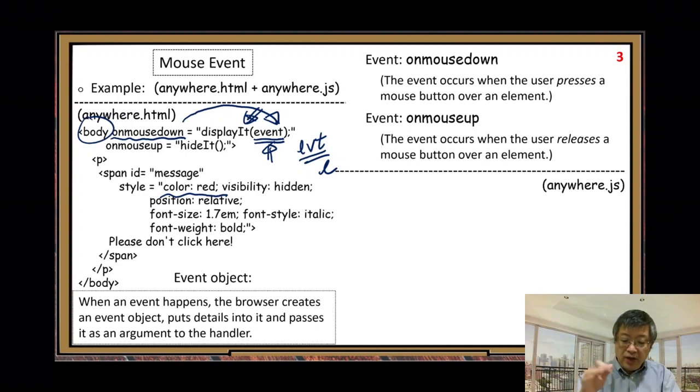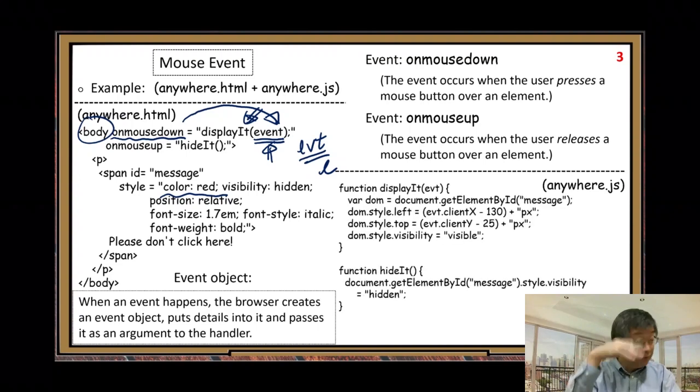Now, the definition of the first function. In this anywhere.js, there are two functions. The first function, display it, takes EVT. Whatever event is passed in, the variable name is EVT. First, the variable down: you get the control of that element first, using this way. After you get control, now you can modify.